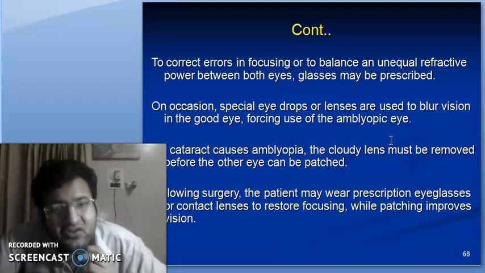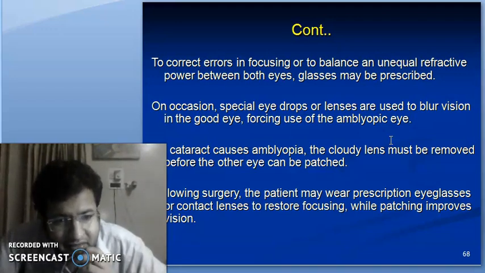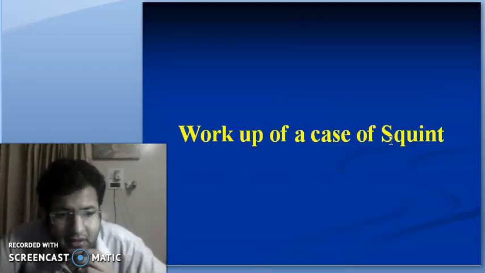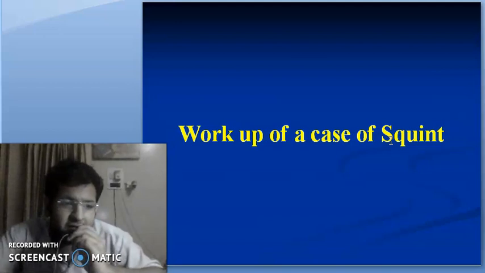If a cataract is causing amblyopia, the cloudy lens must be removed before the other eye is patched, otherwise it will be of no use and bilateral amblyopia can result. And following any surgery, the patient may wear prescription eyeglasses or contact lenses to restore focusing, while the patching improves the vision. Next, we will look into the workup of a case of a squint.